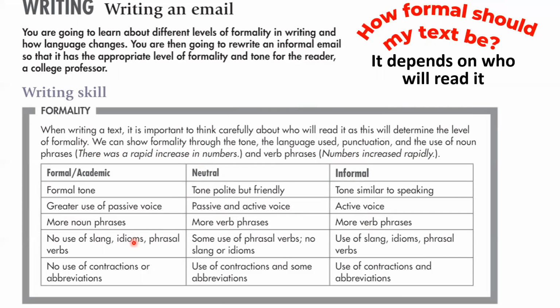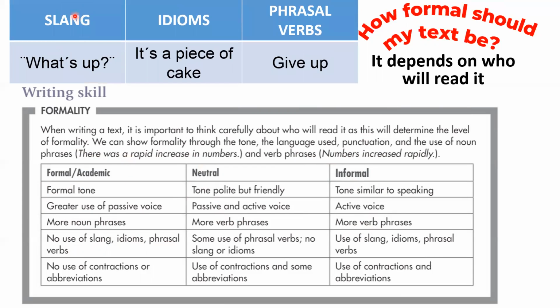Also, something very important is that in formal text, we don't use any slang, idioms, or phrasal verbs. What's this? Well, slang will be these phrases that we know in English, but that we only use normally with friends, that they don't literally mean what you're saying. For example, when you say, what's up? We know that this is a way to say hi, hello, how are you? But this is a slang, all right?